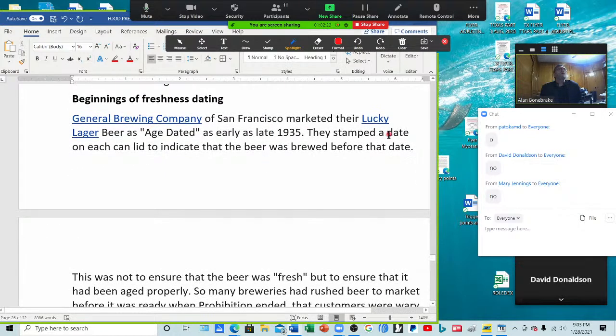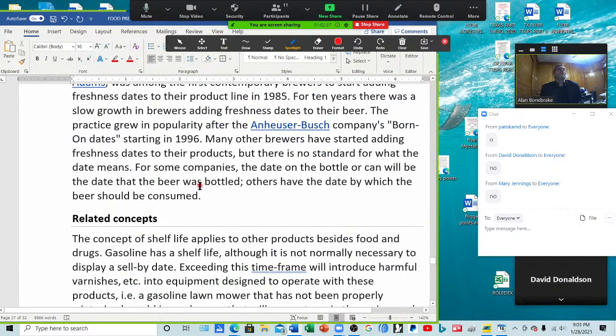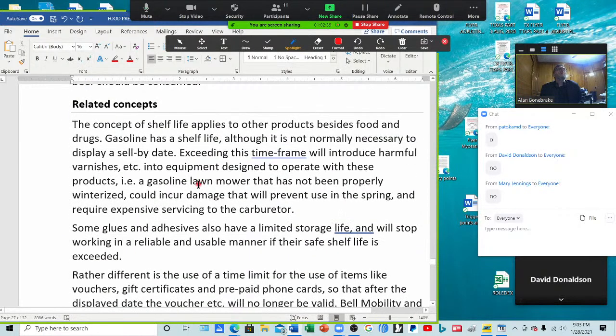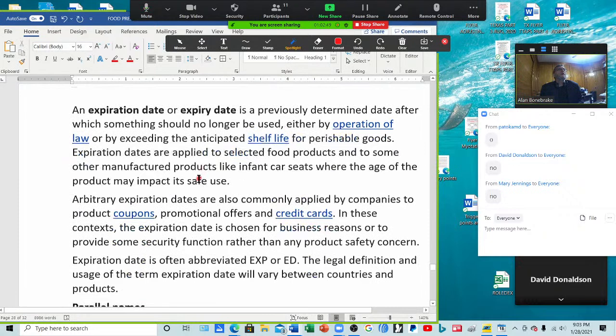General Brewing Company of San Francisco marketed their Lucky Lager beers age dated as early as 1935. They stamped the date on each can lid to indicate the beer was brewed before that date. So they were kind of the first ones to do that. The concept of shelf life applies to other products besides food and drugs, such as gasoline and glues, etc.